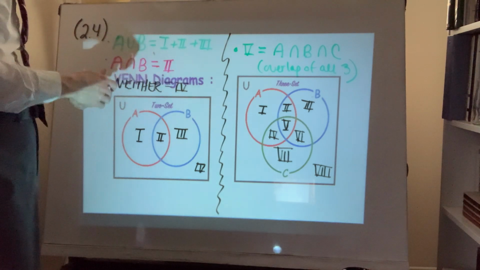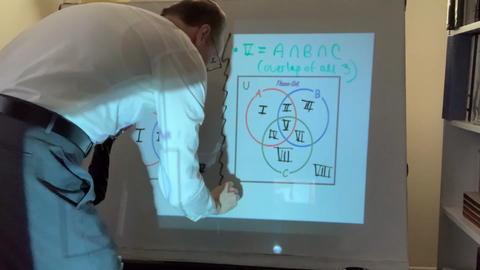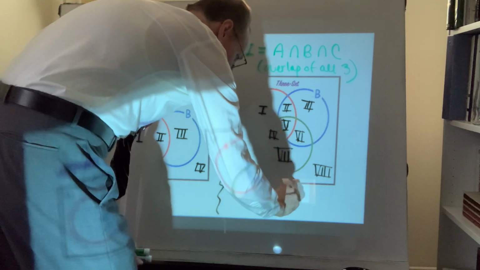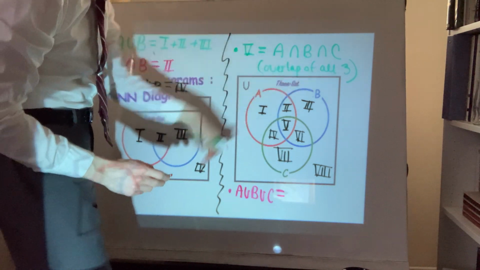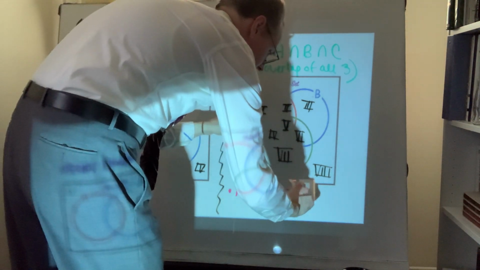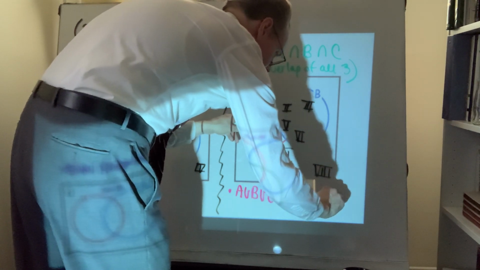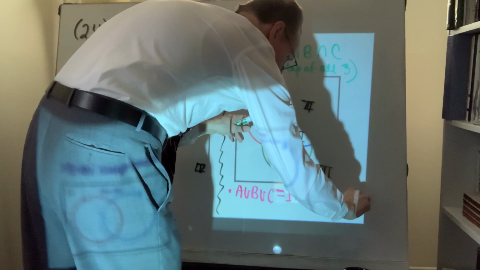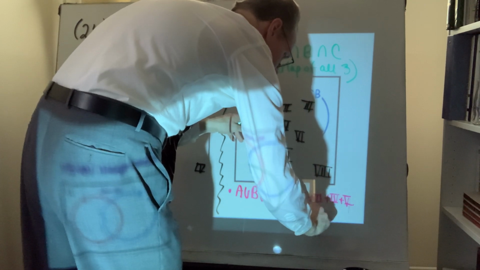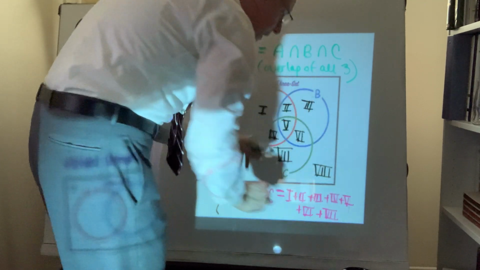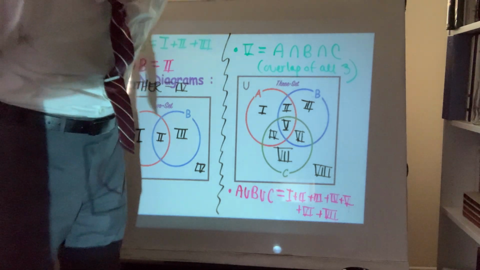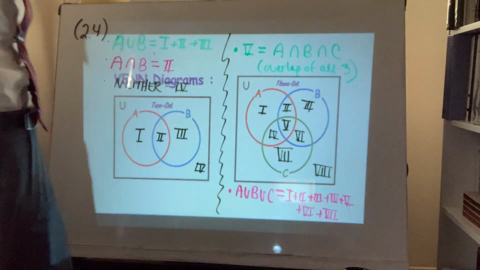The union, if you're curious, would be what? The union of A and B and C would be the sum of virtually all of these things up to 7. So it would be 1 plus 2 plus 3 plus 4 plus 5 plus 6 plus 7. And not 8 because 8 is beyond them.